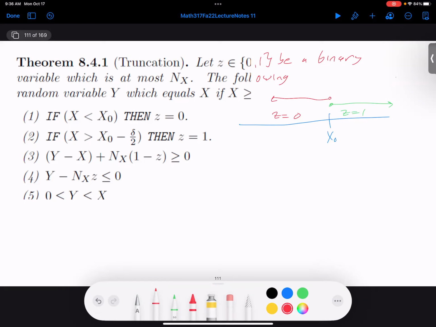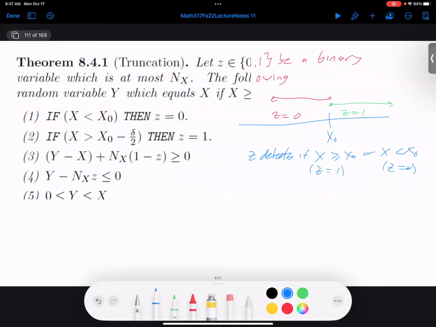Okay, so what is z detecting? So z is either 0 or 1. What does z detect? Z detects if x is greater than or equal to x naught, or x is less than x naught. And this would be z equals 1, and this would be z equals 0.